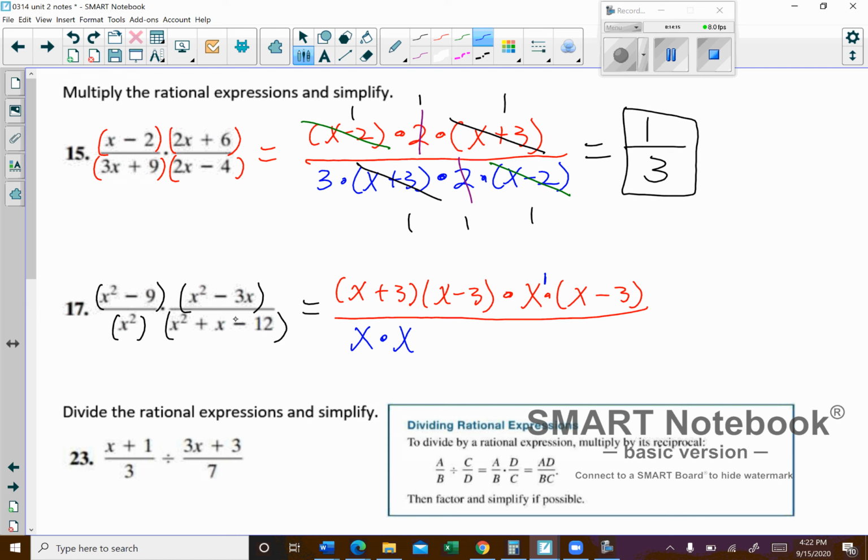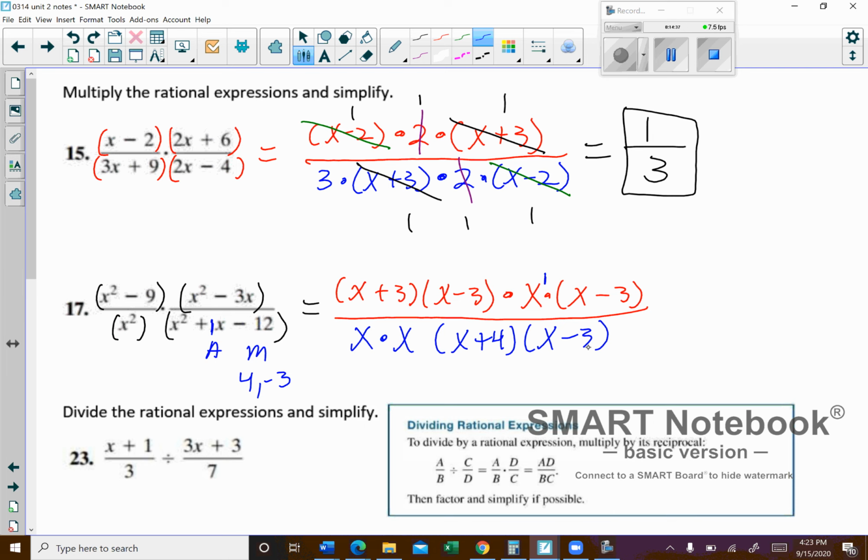And then on the trinomial, I'll go ahead and do the A&M method. So multiply to give me negative 12, but add up to positive 1. Thinking, let's see, 4 and negative 3. So x plus 4 and x minus 3.